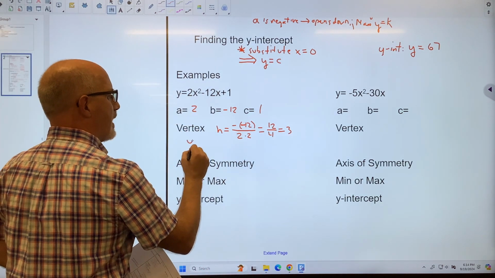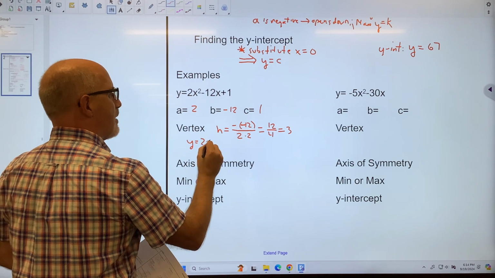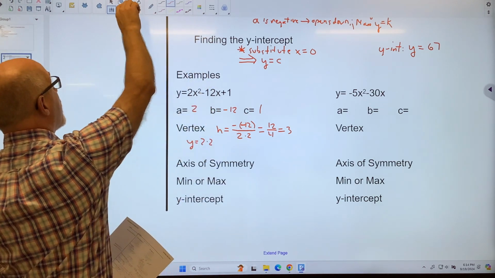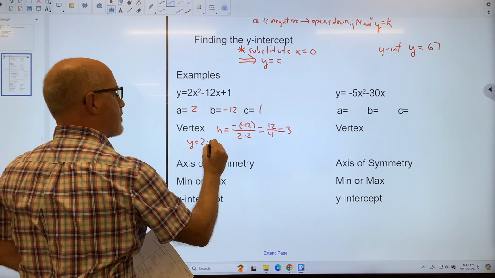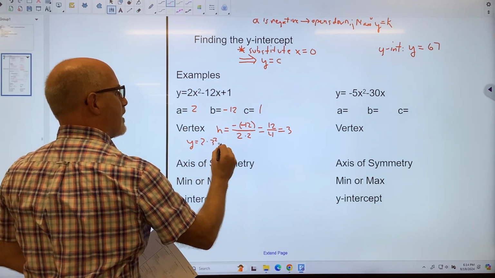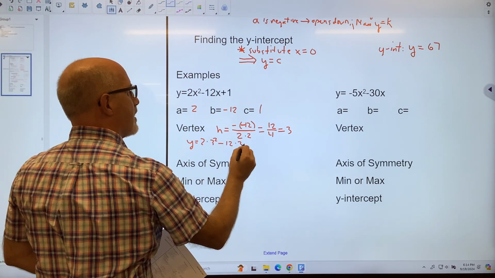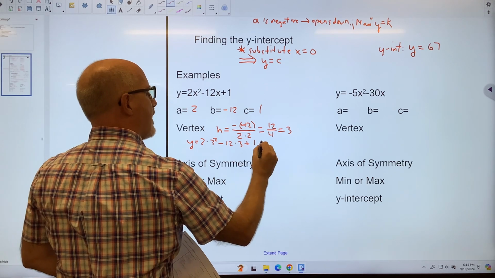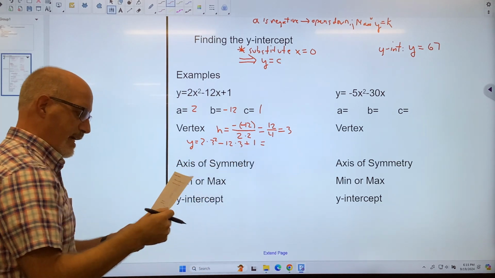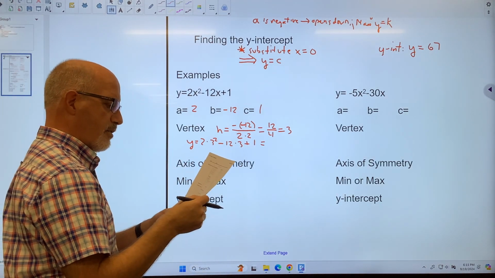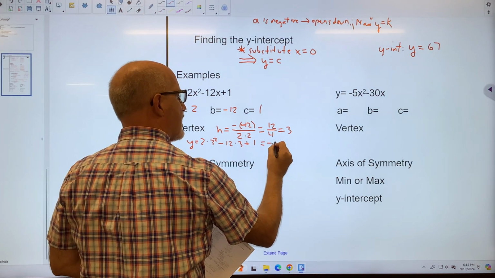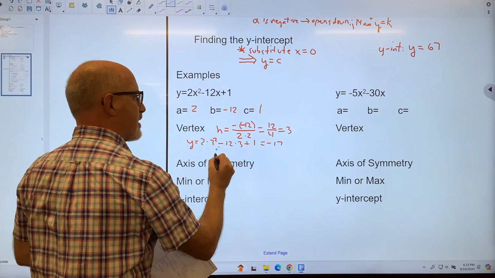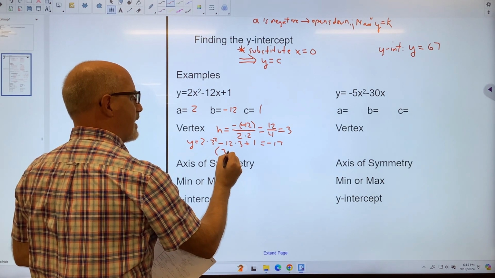So you can go y equals 2 times 3 squared, minus 12 times 3, plus 1, and that's going to give me, when I calculate that, I can just do that on my calculator. When I get that, I get a y value of -17. So my vertex is going to be 3, -17.